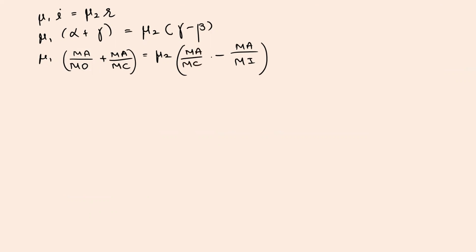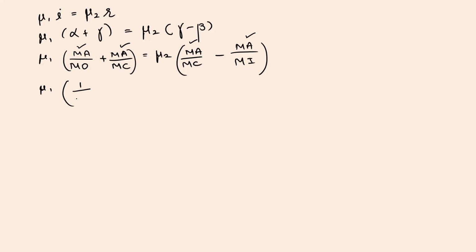Throughout so many derivations we are going to see, in all the derivations we are going to do it in this manner only: MA by MO for alpha, MA by MI for beta, and MA by MC for gamma. Next, you can see that MA can be taken common from the left hand side and we can cut. Even at the right hand side MA can be taken common and we can cancel it out.